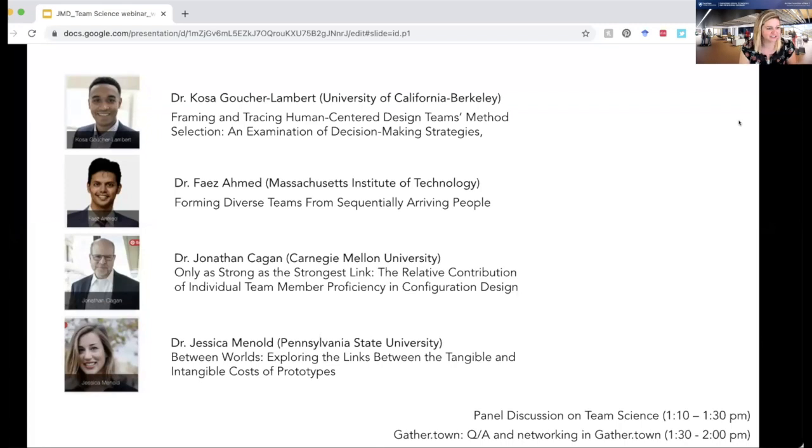We have a great breadth of speakers today, starting with Dr. Kosa Goucher-Lambert from UC Berkeley. Our second speaker today is Dr. Faez Ahmed from MIT. Third is Dr. Jonathan Cagan from Carnegie Mellon. And last, but certainly not least, is Dr. Jessica Menold from Penn State University.